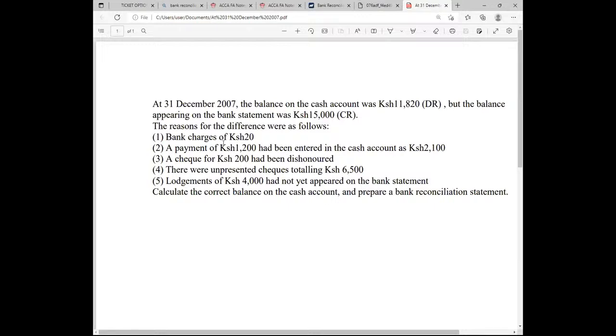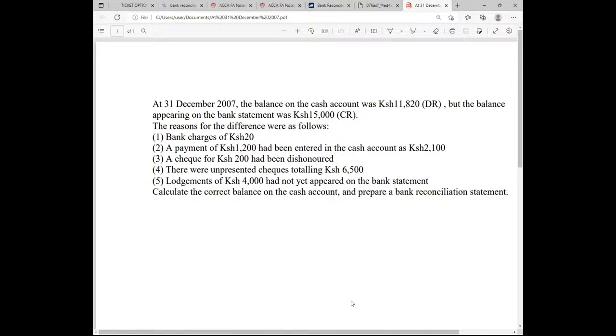So if I'm the one doing this exam, I know note number four and note number five will go to the bank reconciliation statement. Note number four and note number five will go to the bank reconciliation statement. All the other notes are just adjustments on the cash book. So there is no problem.